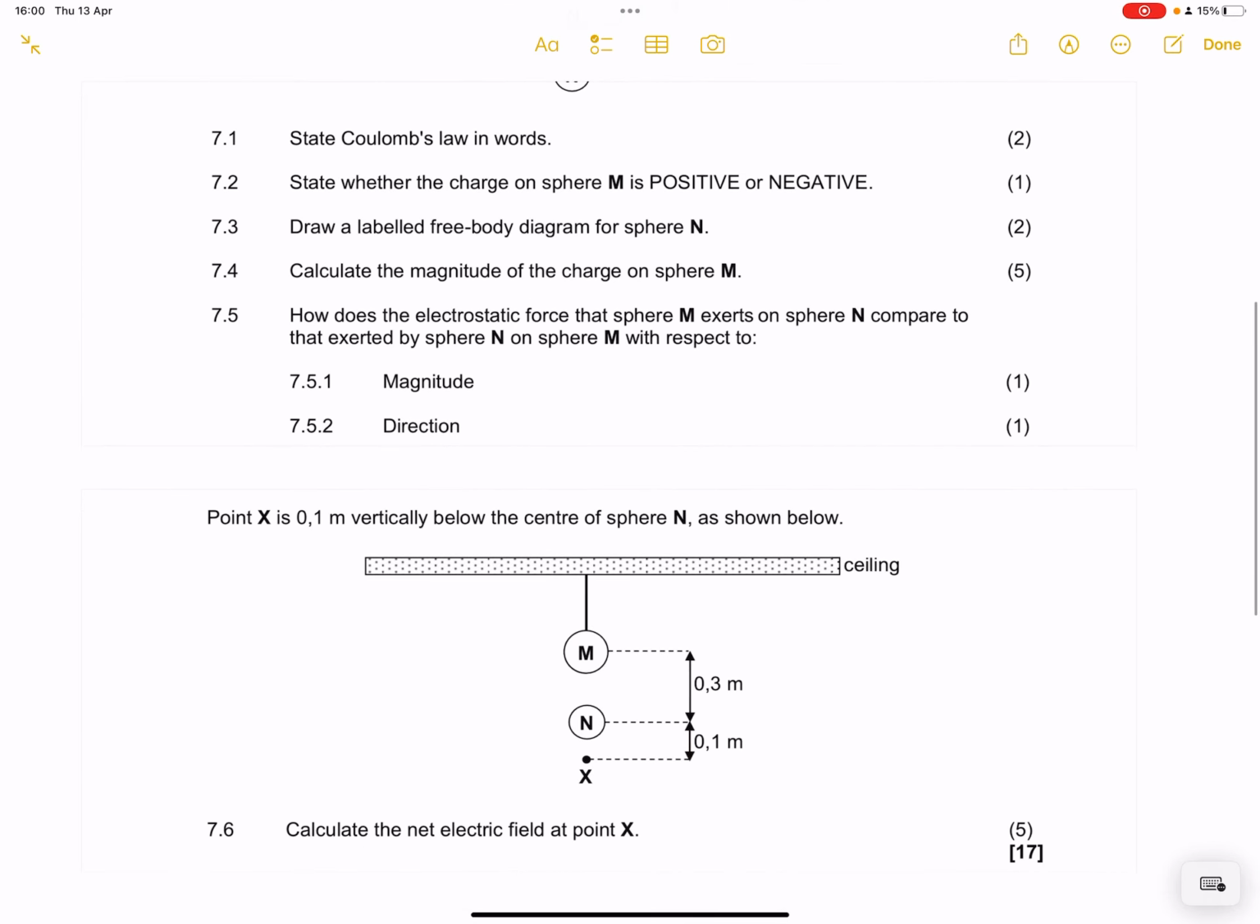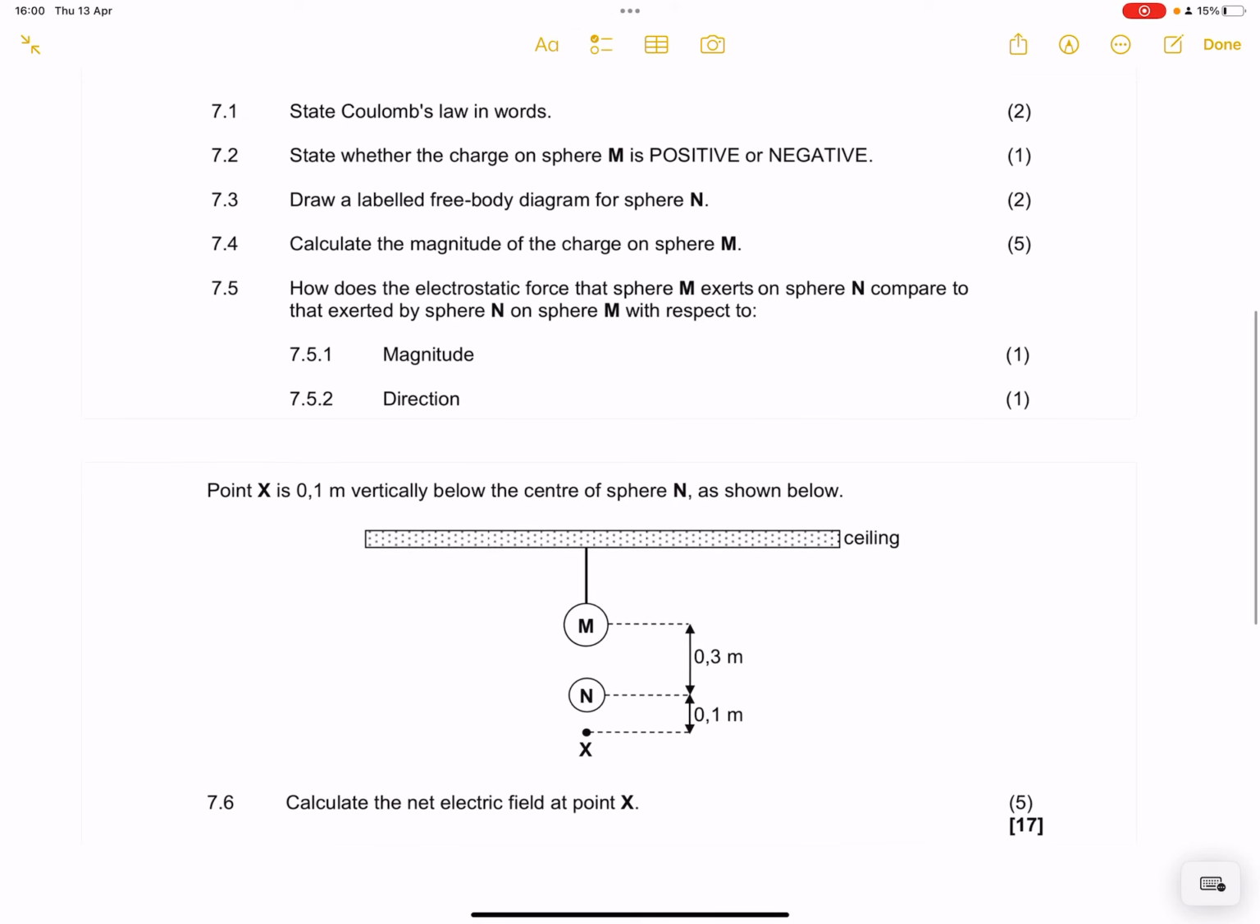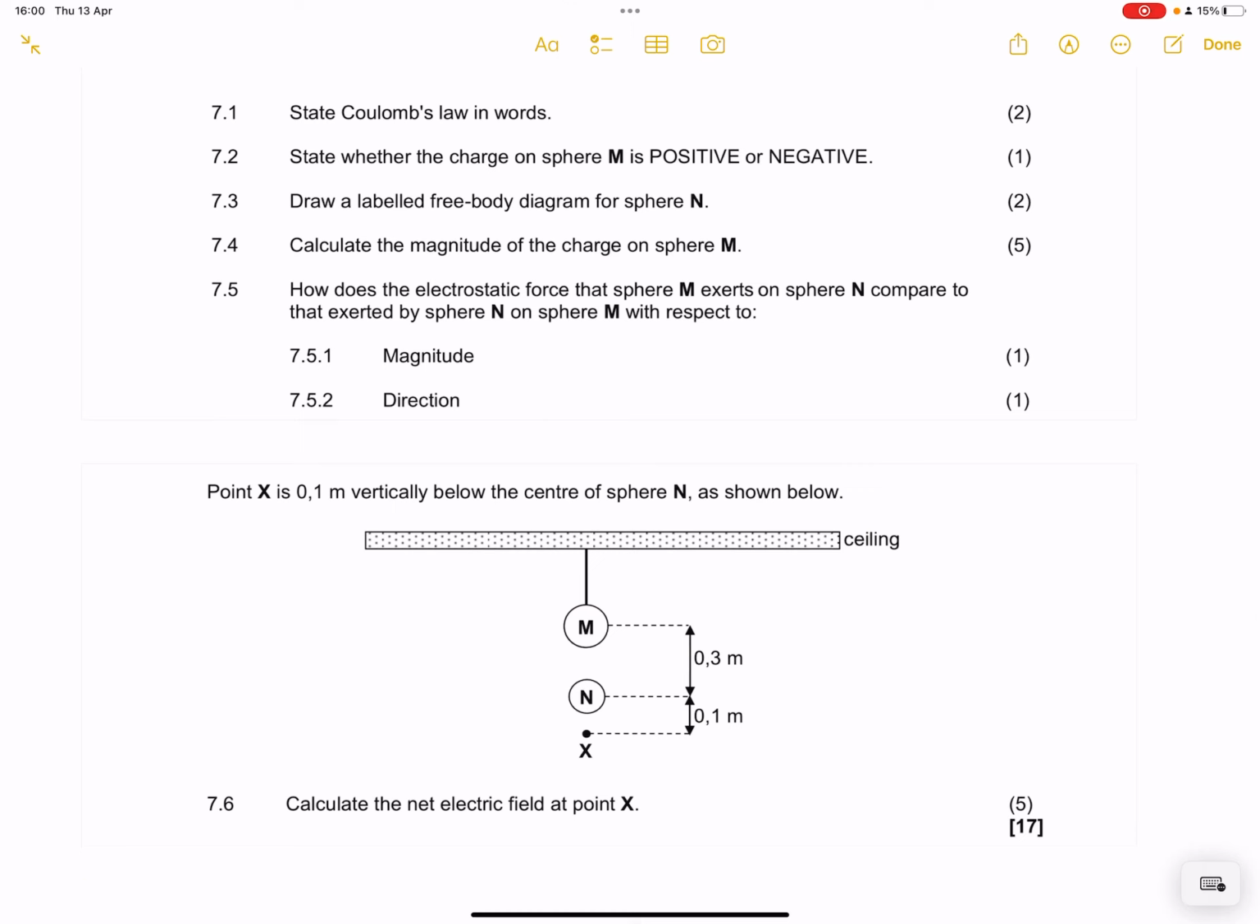They say to us, we should state Coulomb's law. Remember, Coulomb's law simply states that the electrostatic force between 2 point charges is directly proportional to the product of their charges and inversely proportional to the square of their distance apart. We don't need to mention from their centers in that case because we're dealing with point charges.